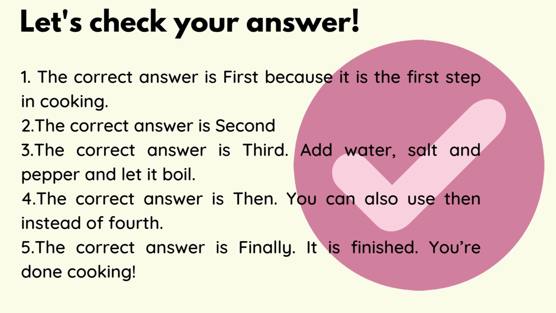Now let's check your answer. Number 1. The correct answer is first, because it is the first step in cooking. Number 2. Second. Number 3. Third. Add water, salt, and pepper and let it boil. Number 4. The correct answer is then. You can also use then instead of fourth. And number 5. The correct answer is finally. It is finished. You're done cooking. Amazing learners! You've got it all correctly.